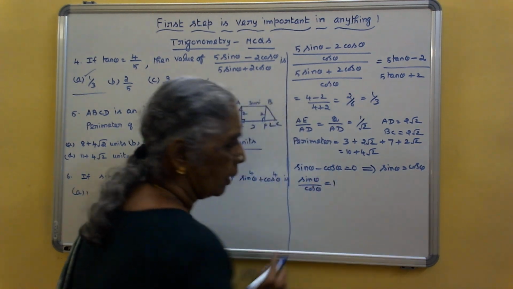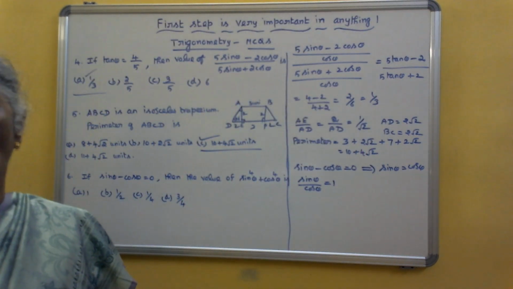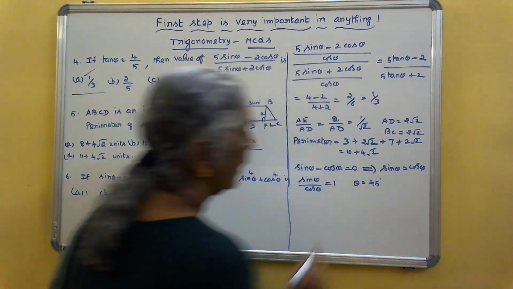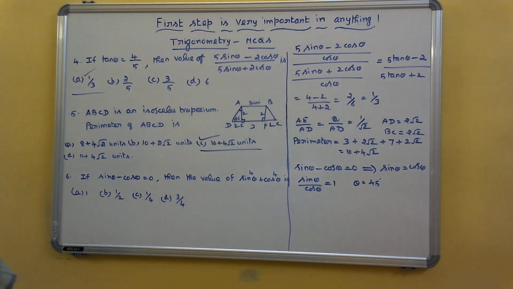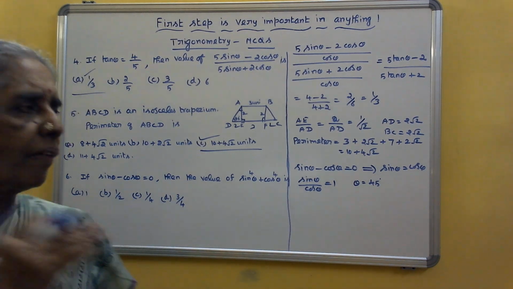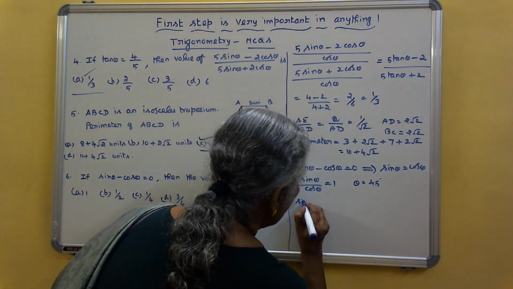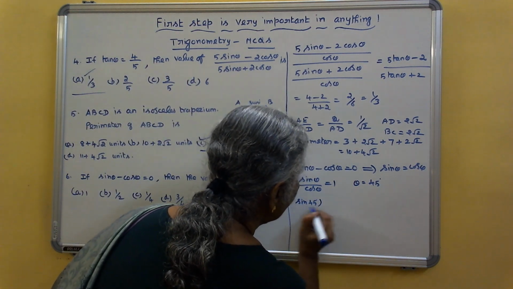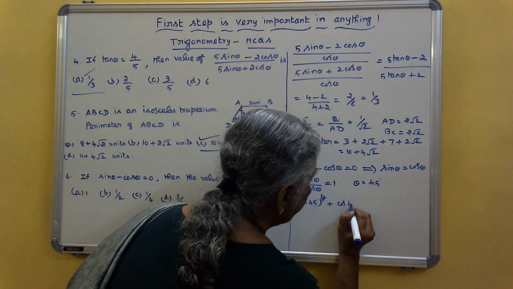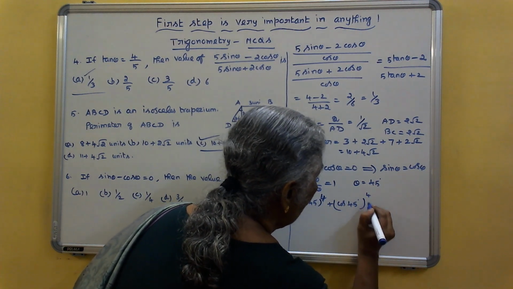So you get 1. Okay. So now tan theta is 1. That means theta is equal to 45 degrees. Do you follow? So now sin power 4 theta is nothing but sin theta the whole power 4. So you will get (sin 45 degrees) the whole power 4 plus (cos 45 degrees) the whole power 4.